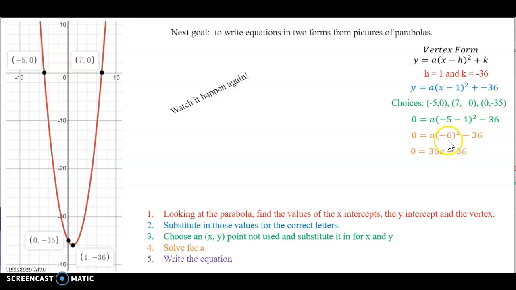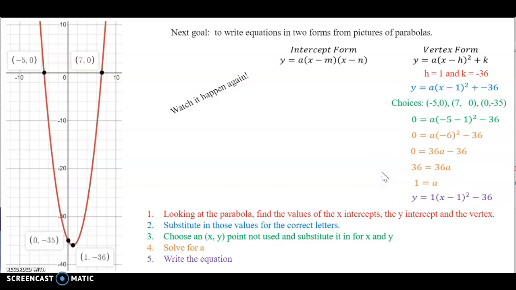And -6 all squared is 36 times a minus 36. So 36 is equal to 36a, divide both sides by 36, a is 1. So plugging that into the equation, y is 1 times (x minus 1) all squared minus 36 in vertex form.